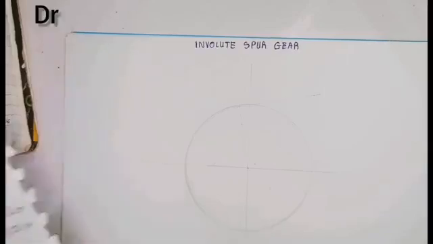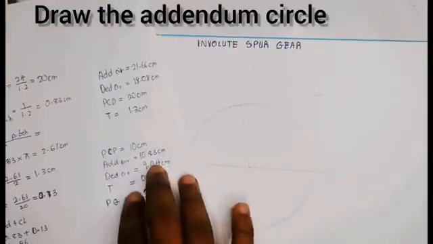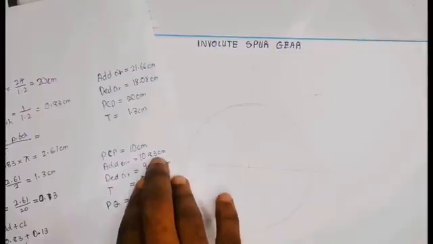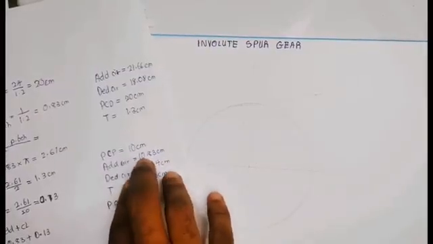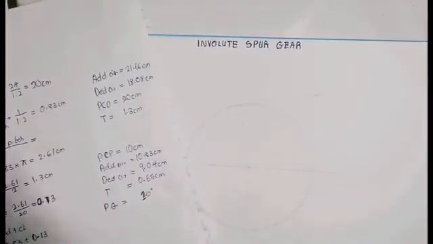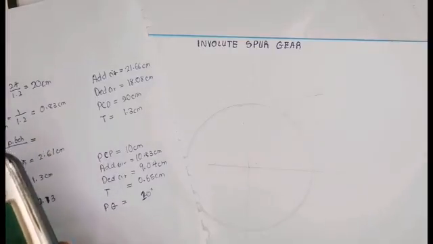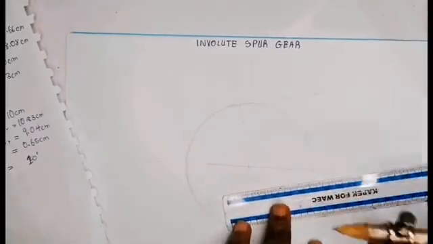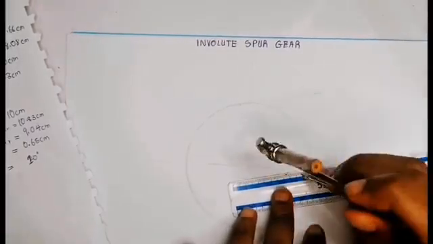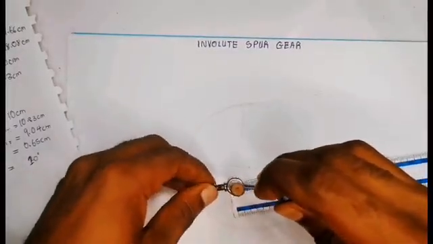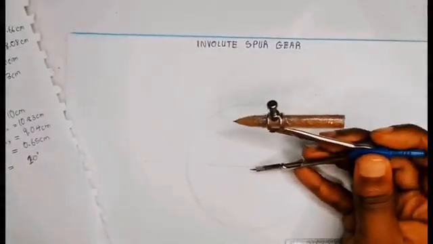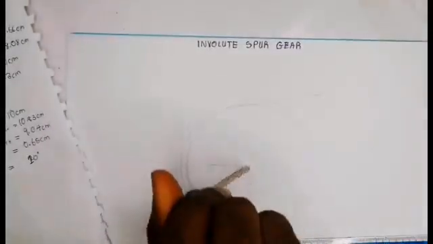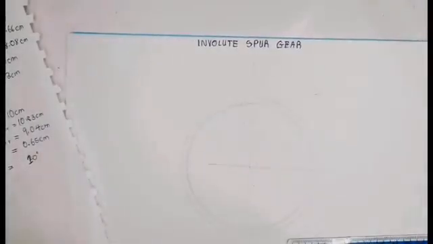The next we draw the addendum circle, which we calculated earlier. The addendum circle is 10.83. This is a diameter, so we convert it to a radius by dividing it by 2. So 10.83 divided by 2, our radius becomes 5.4. So we pick up our compass and measure 5.4 on our meter rule. Now we pin at the 0 point and draw the addendum circle. The addendum circle is the largest circle in the drawing.